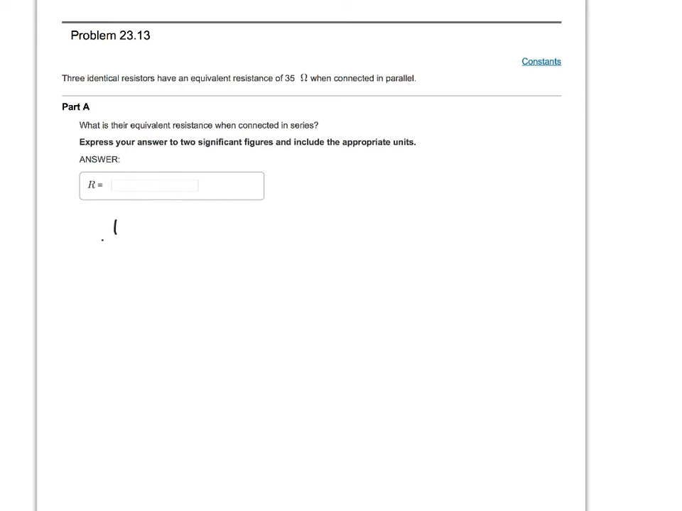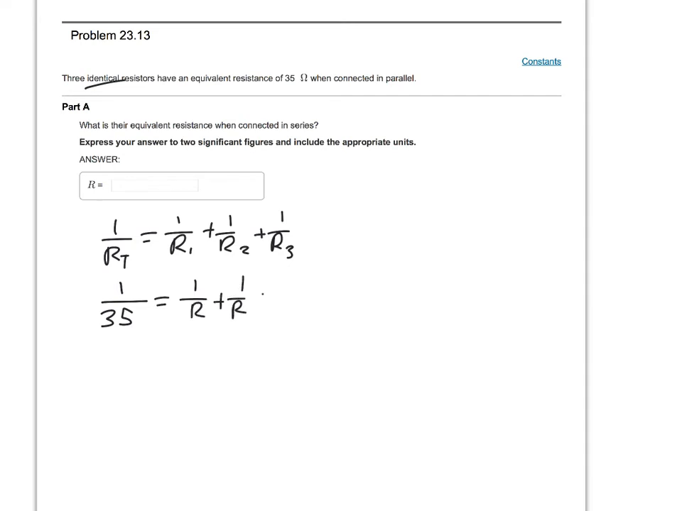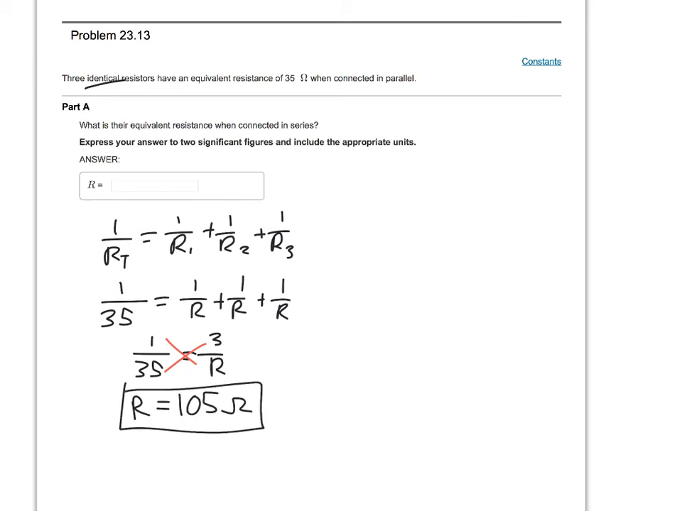So the first thing I'm going to do is I'm going to think about resistors connected in parallel and how they add up. 1 over R1 plus 1 over R2 plus 1 over R3 gives me 1 over my total resistance. So I know my total resistance is 35. I also know that each one is identical, so I can just say 1 over R plus 1 over R plus 1 over R. And so 1 over 35 is equal to 3 over R when I combine all of those. And I can cross multiply, and I find that R is just going to be equal to 3 times 35, or 105 ohms. So that's the resistance of a single resistor.